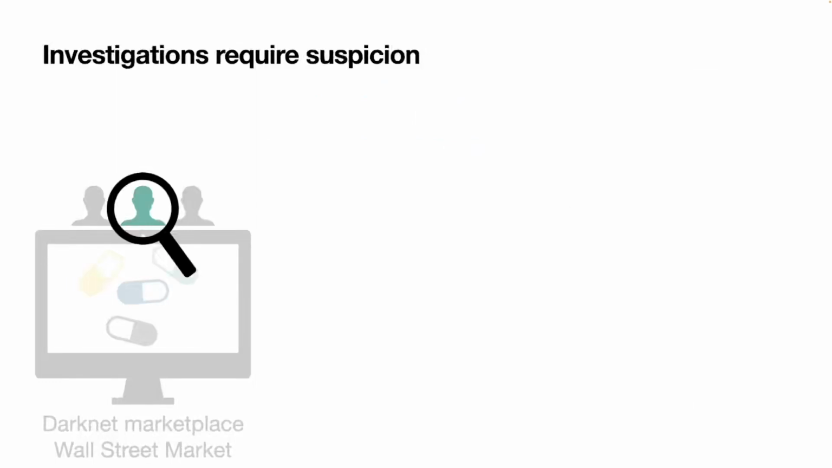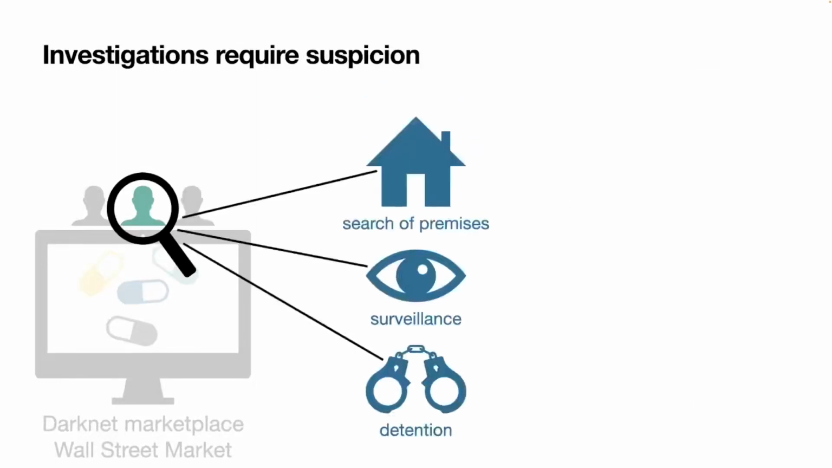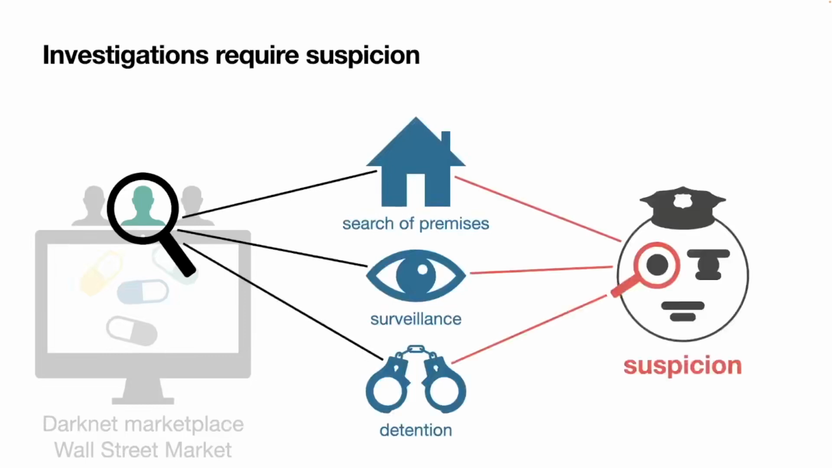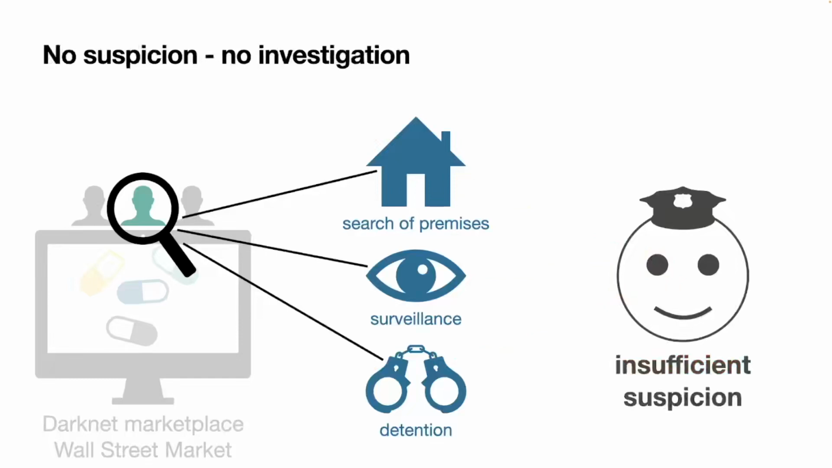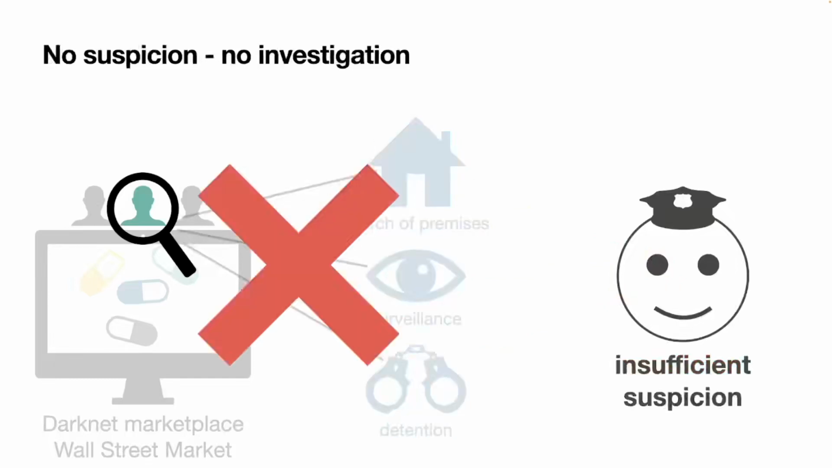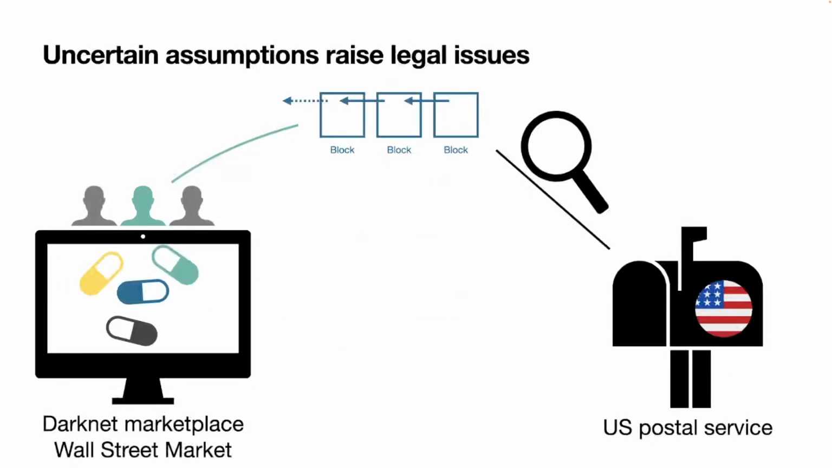So in general, if investigations are conducted, such as search of premises, surveillance, or pre-trial detention, suspicion is required. If there is no suspicion, then the investigation would be unlawful. So if an investigation is unlawful, all the evidence obtained might be inadmissible in court. So uncertain assumptions might raise the following legal issue.